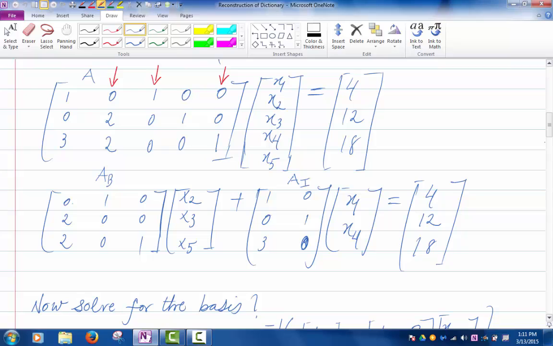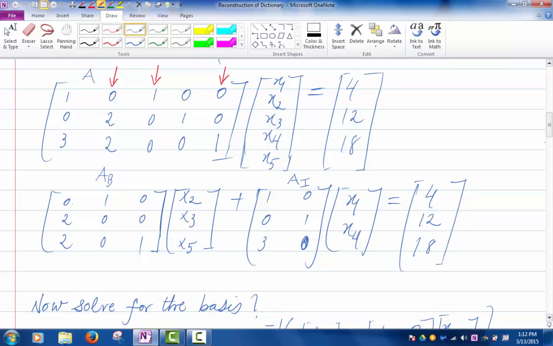But what is important is that the columns here correspond to the variables here. The order is important. I cannot write x2 here and x3 here, because this is the column. The first column is for x2, second column for x3, third one for x5. So you have to write your variables here in the same order. Okay, that's the important thing.